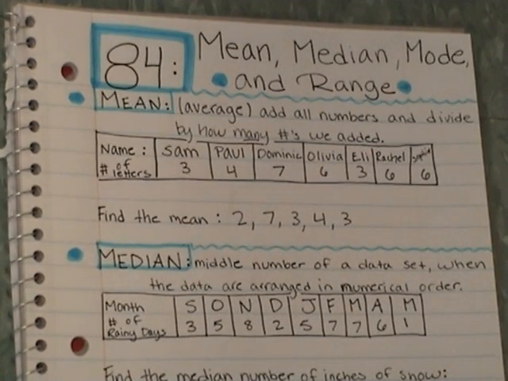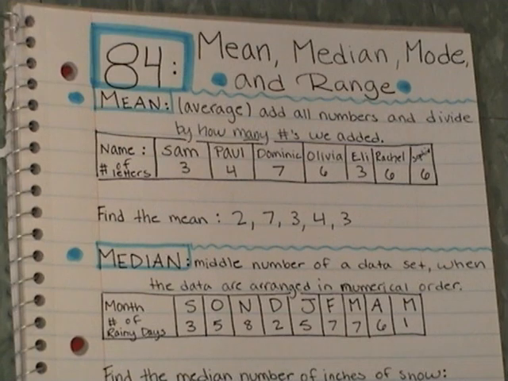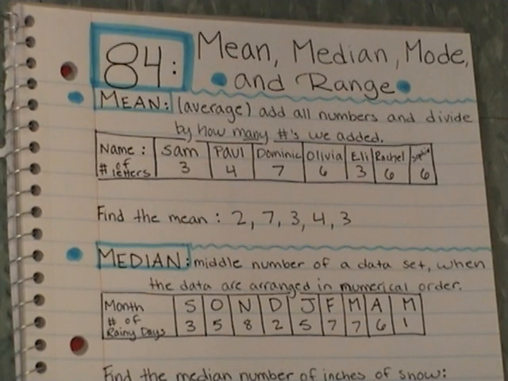Tonight's lesson is lesson 84, which is mean, median, mode, and range. I know that we touched on this in 4th grade, but they just want to refresh you again, and we're just going to go through each of them again. So first, go ahead, write down mean. The definition of mean, or another word could be the average, is that we add all of the numbers up and divide by how many numbers we added.